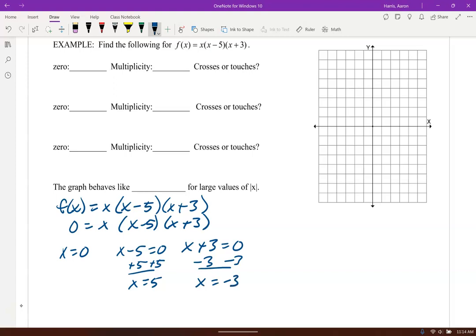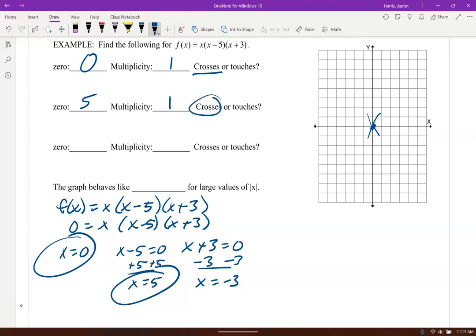So it looks like our first zero is 0. And there's only one of those factors, so it's going to cross through there, right? So the graph will cross through, either increasing there or decreasing there. So one of those two ways. The next one is x equals 5. Again, there's only one of those factors, so it'll cross through there as well. 1, 2, 3, 4, 5. So it's going to cross through one of those two ways there.